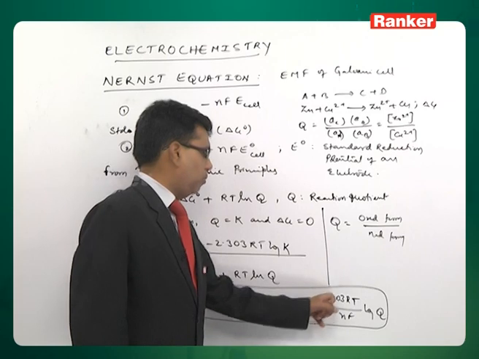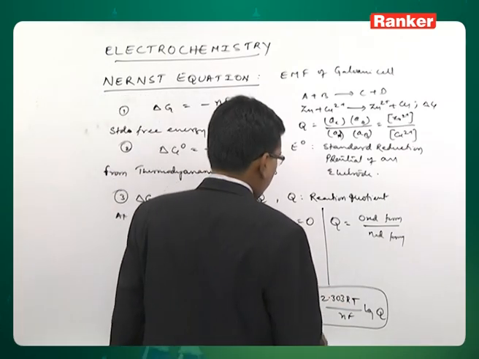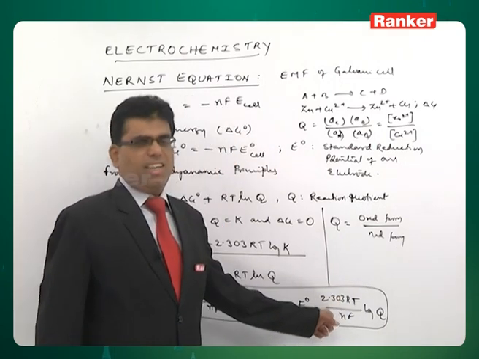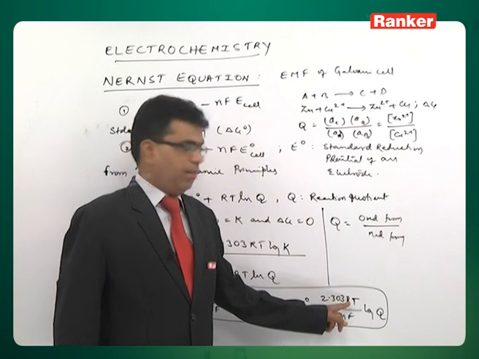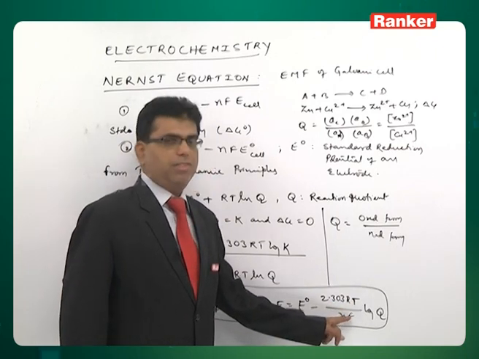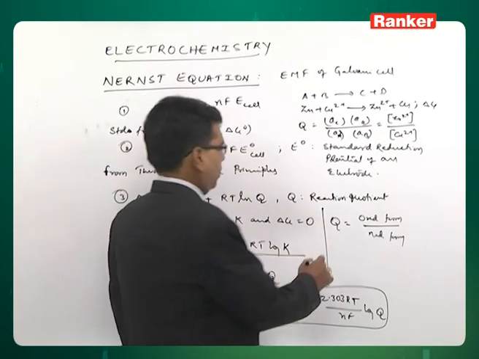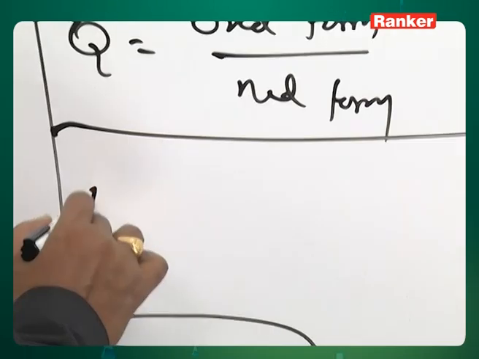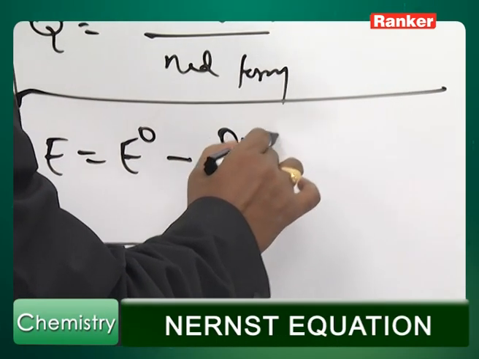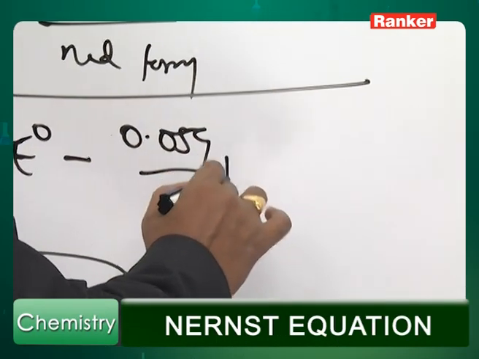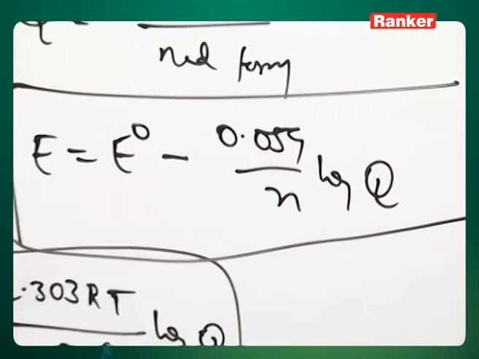So, E is equal to E naught minus this, and in fact we can also write it with values. R is the gas constant, at the standard temperature of 298 Kelvin, and Faraday's value is 96,500 coulombs. If you substitute these, you can write it as E is equal to E naught minus 0.059 by N log Q. This is the more simplified form of the Nernst equation.